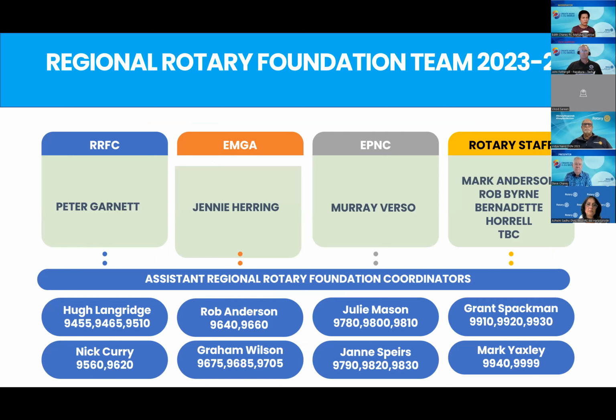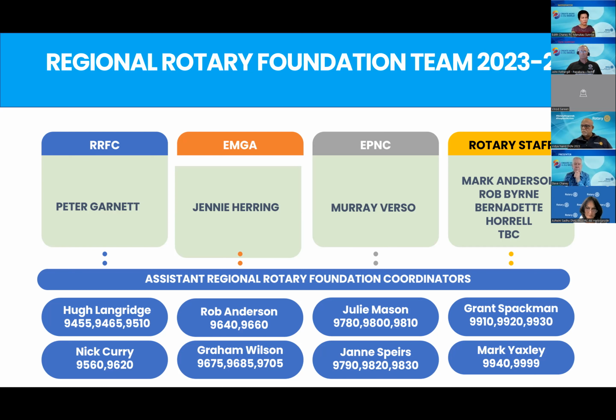We have the assistant regional Rotary Foundation coordinators, and the one you need to be looking at is Grant Spackman, who is the assistant coordinator for our district, and 10 and 30. Mark actually does 40 and 9999. So those are our resource people. If you have any issues, you can either go to Grant Spackman or Peter Garnett if you can't get hold of our beloved DRFC Steve.